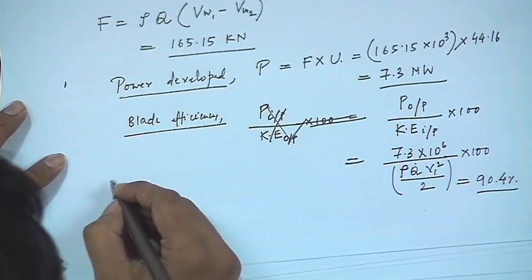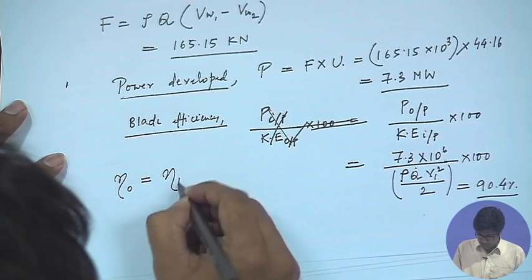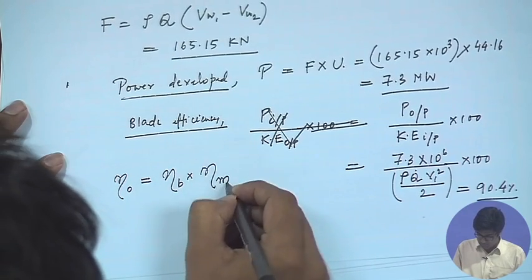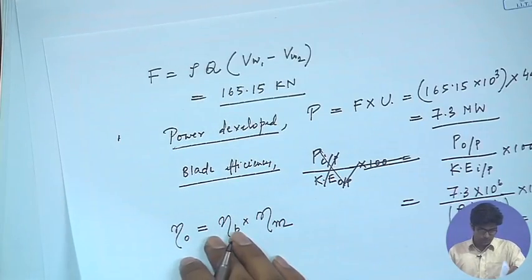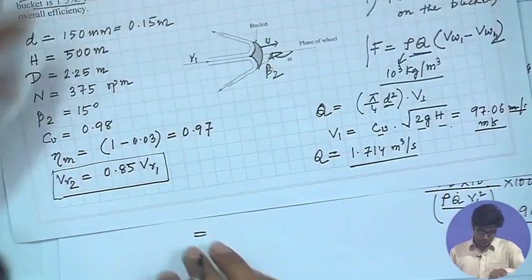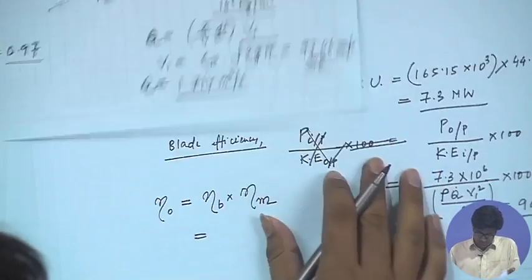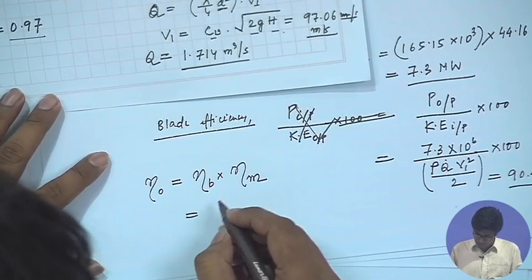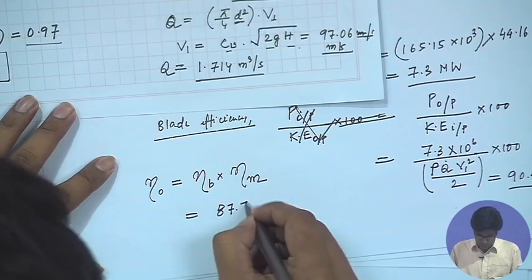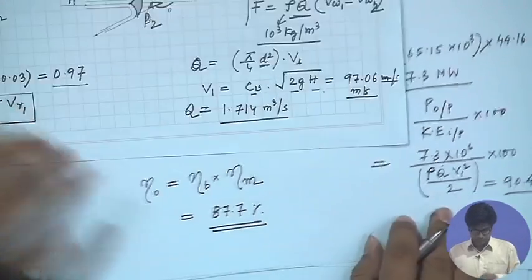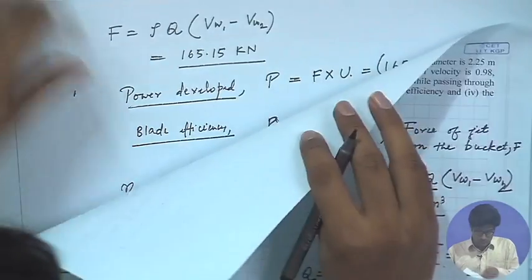So, finally, we have to find out the overall efficiency, which is the product of the blade efficiency and the mechanical efficiency. While I was writing out the data, we found out that the mechanical efficiency was 0.97. So, substituting the values of the respective parameters, we find out the overall efficiency as 87.7%. So, this is the end of problem 1. Now, I will be moving on to problem 2.